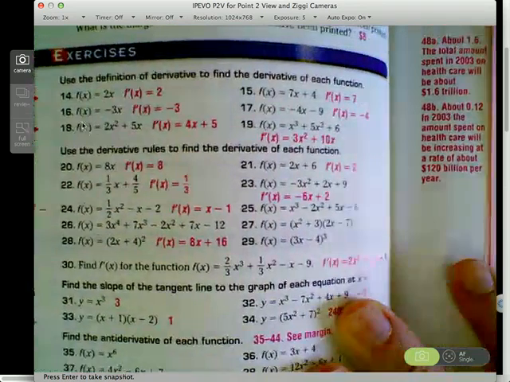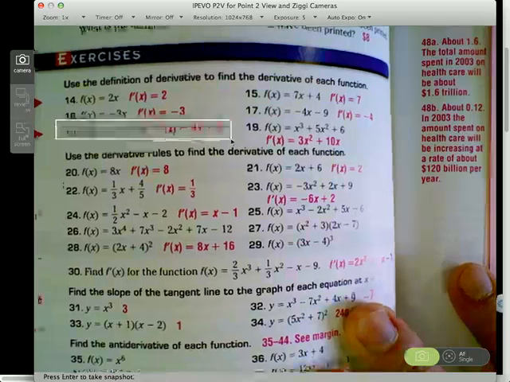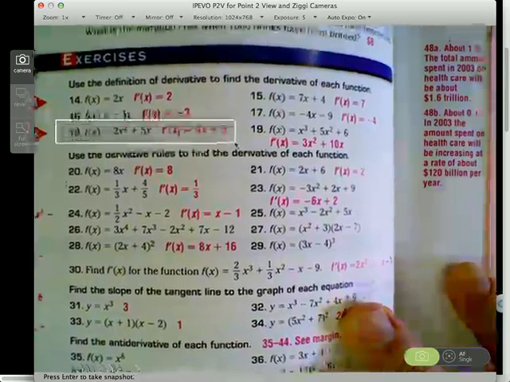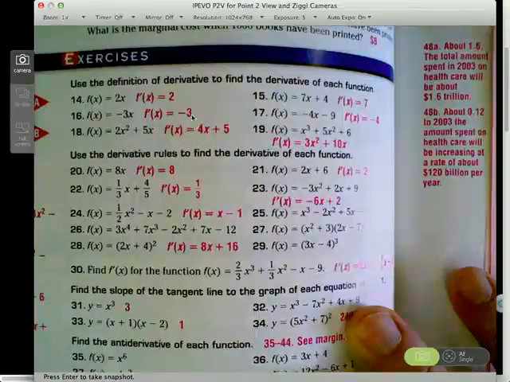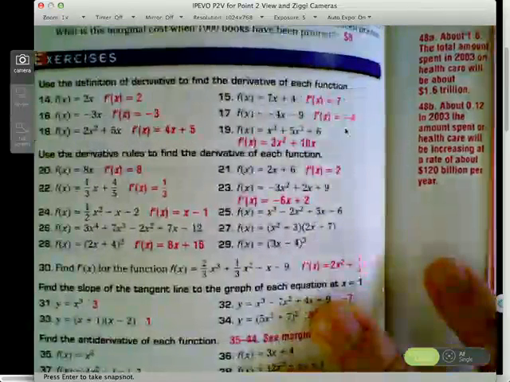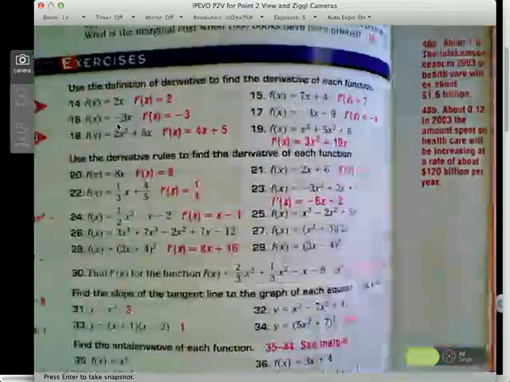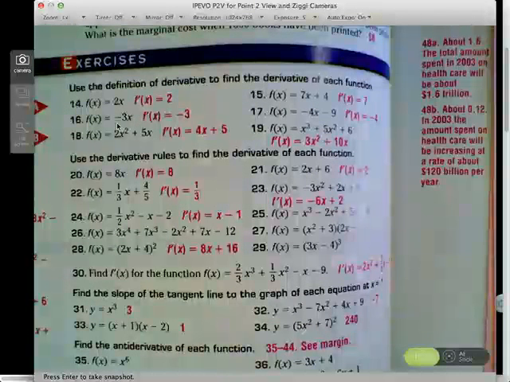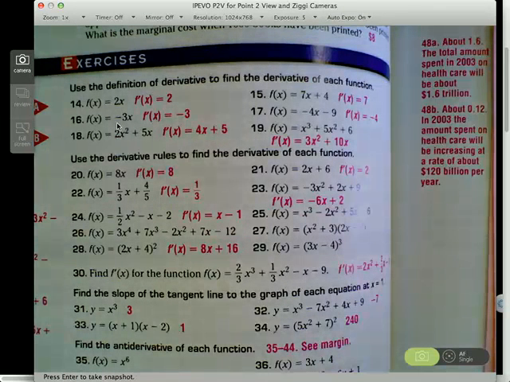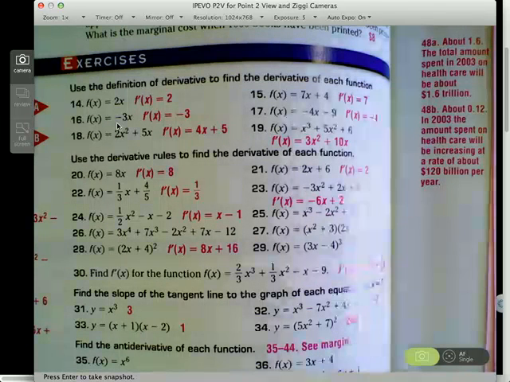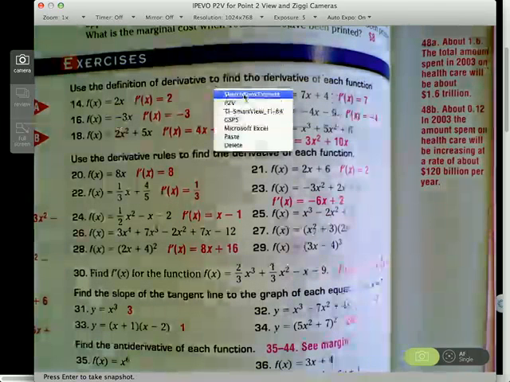So I'm going to do 18. And actually, take a look at 14. The slope is 2 all the time. 16, the slope is negative 3 all the time. 17, the slope is negative 4 all the time. So finding the derivative of a linear function, I'm assuming you guys could come up with your own shortcut for that. It's not that bad. Because we know y equals mx plus b, and the slope's the same the whole time. So that one ends up working a-okay.